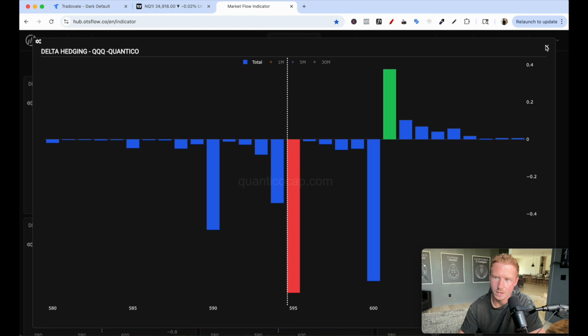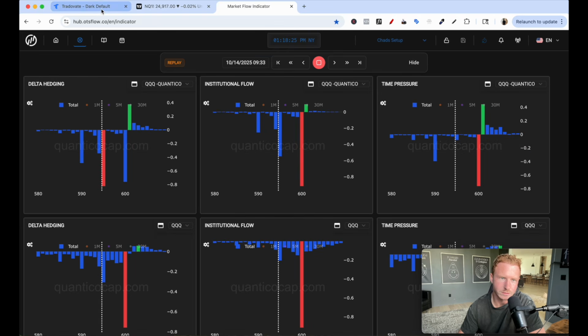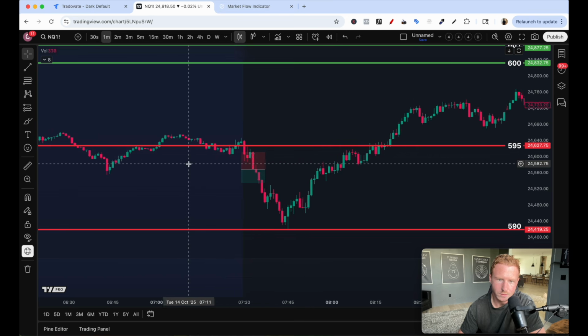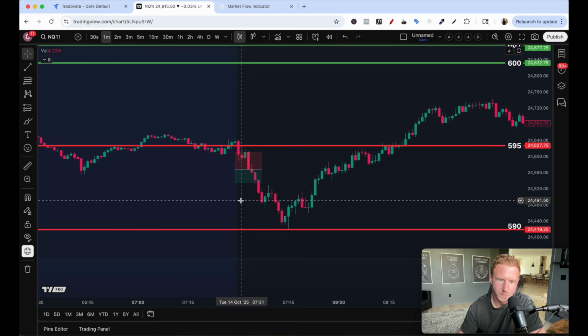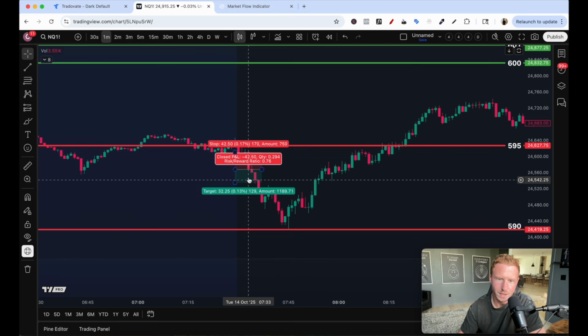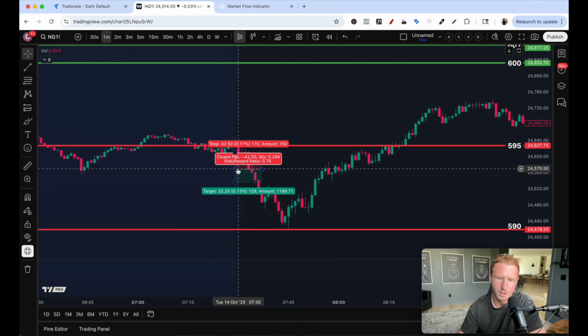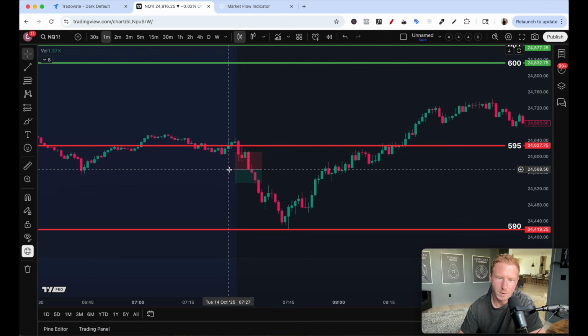Okay, this is what time? 9:33 Eastern time. And you can see we have 9:30, 9:31, 9:32, and then 9:33 was this big breakdown bar. I got short right here. I entered my position, and I essentially rode this to 593.